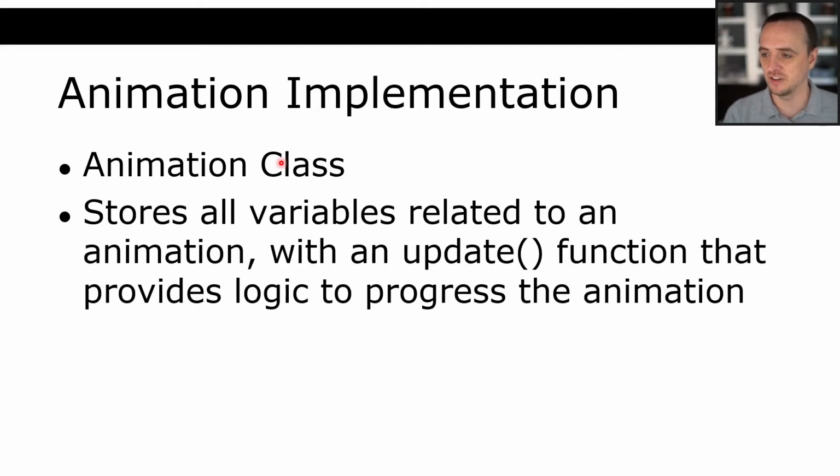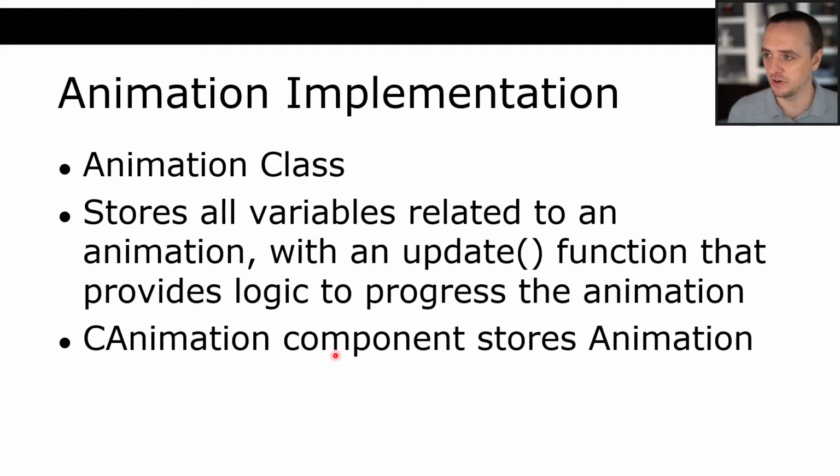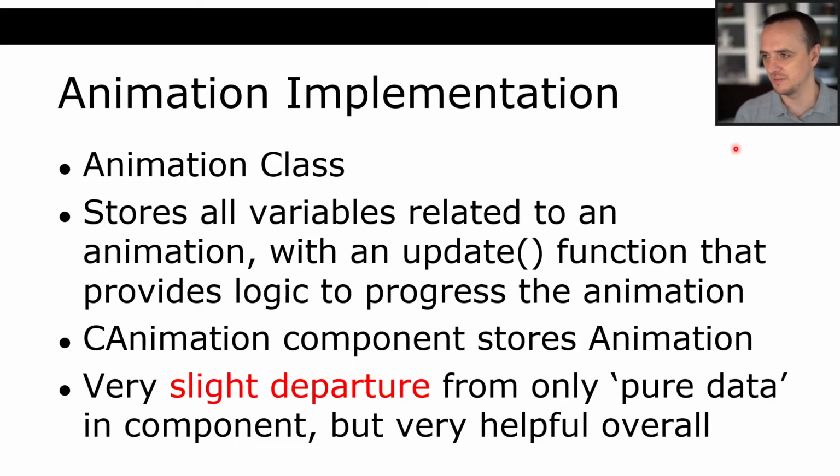So we're going to have an animation component, and the animation component is going to store an animation object. This is a very slight departure from our pure data in components, because the animation class that we store in the component is going to do a little bit of that logic for us. But animations are a very set thing that only do one specific thing, right? They don't interfere with any of our other systems, and it's just going to make things so much easier if we just store that in the animation class instead of making an animation system.